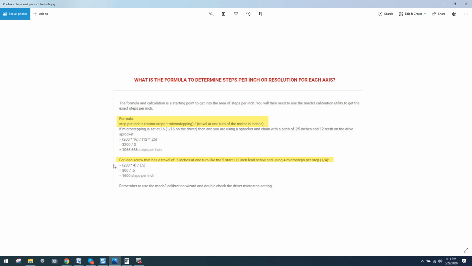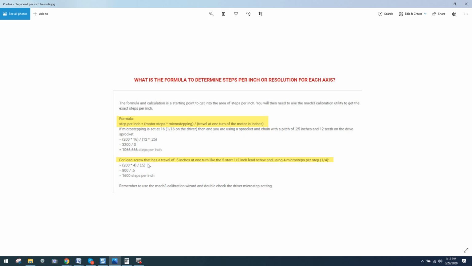So what we've got over here is the next formula, for a lead screw. Now, once again, I'm just going to reiterate, if you guys are not using a sprocket and chain, which many of you are not, and you're using a pulley system, this is the formula you will use. It's the same process. Whatever drive you're using, you're going to put in whatever microstepping that drive uses. It's just that simple.